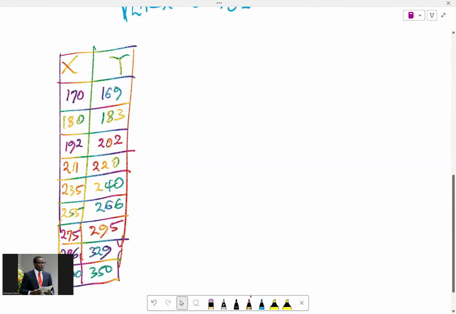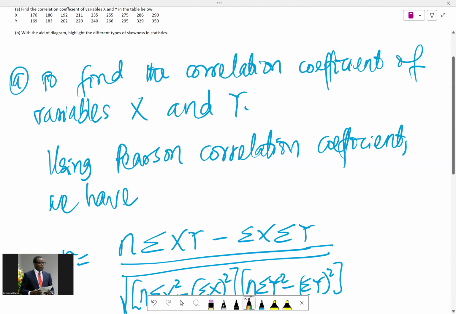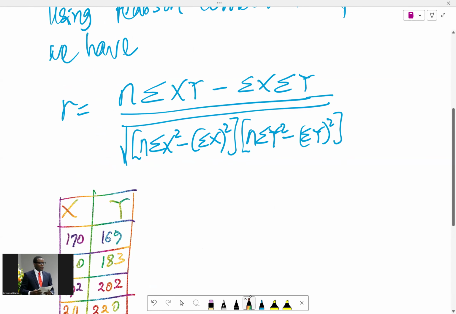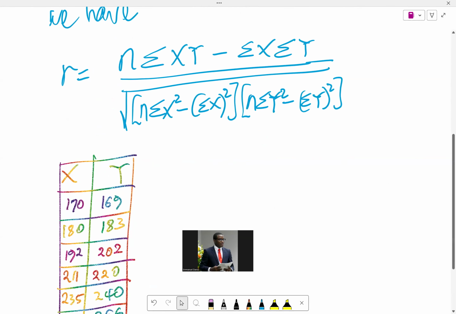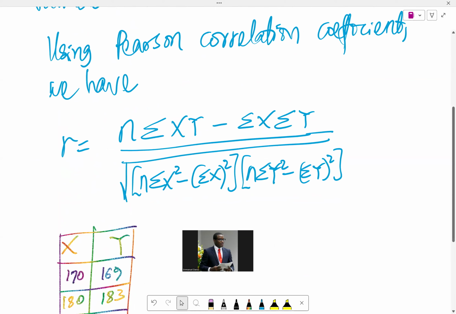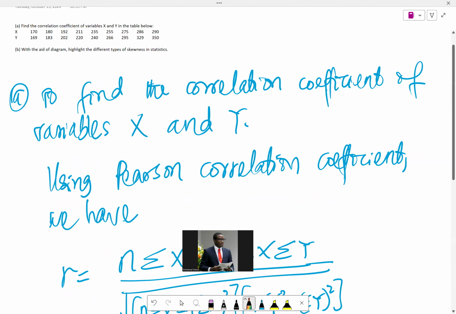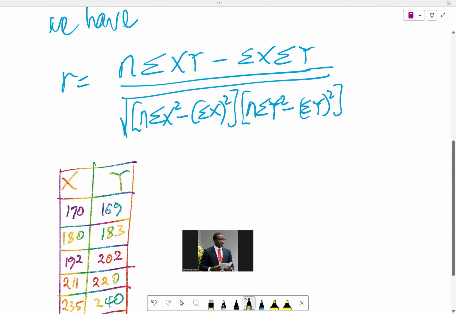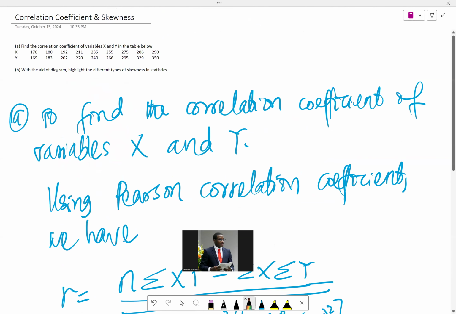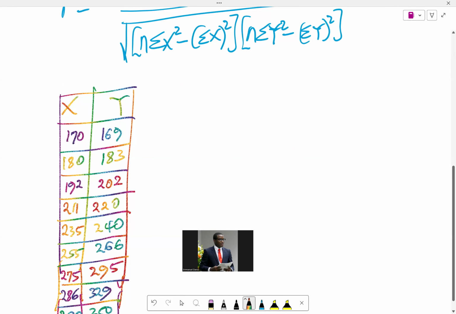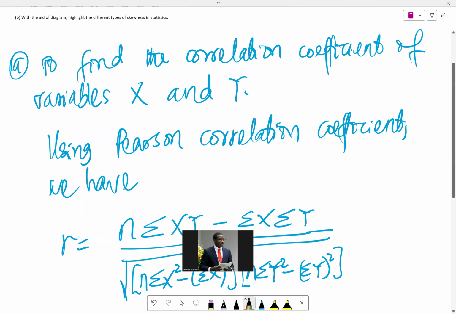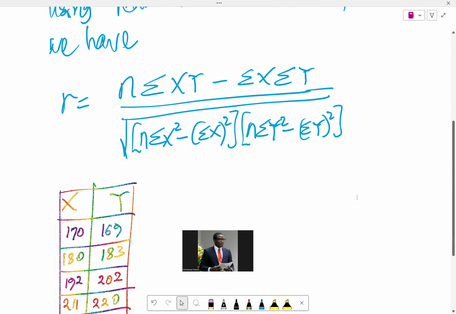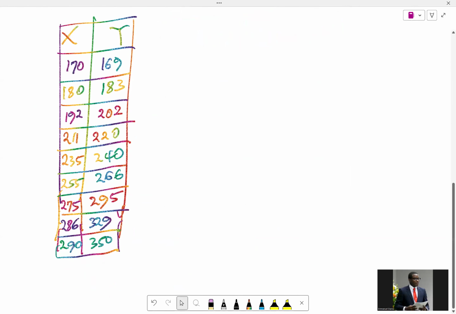Let's be sure because errors can be very painful here. 170, 169 correct. 180, 183 correct. 192, 202, yes. 211, 220 correct. 235, 240, yes. 255, 266, yes. 275, 295, yes. 286, 329, yes. 290, 350, correct. So we can move on and do what we have to do now.